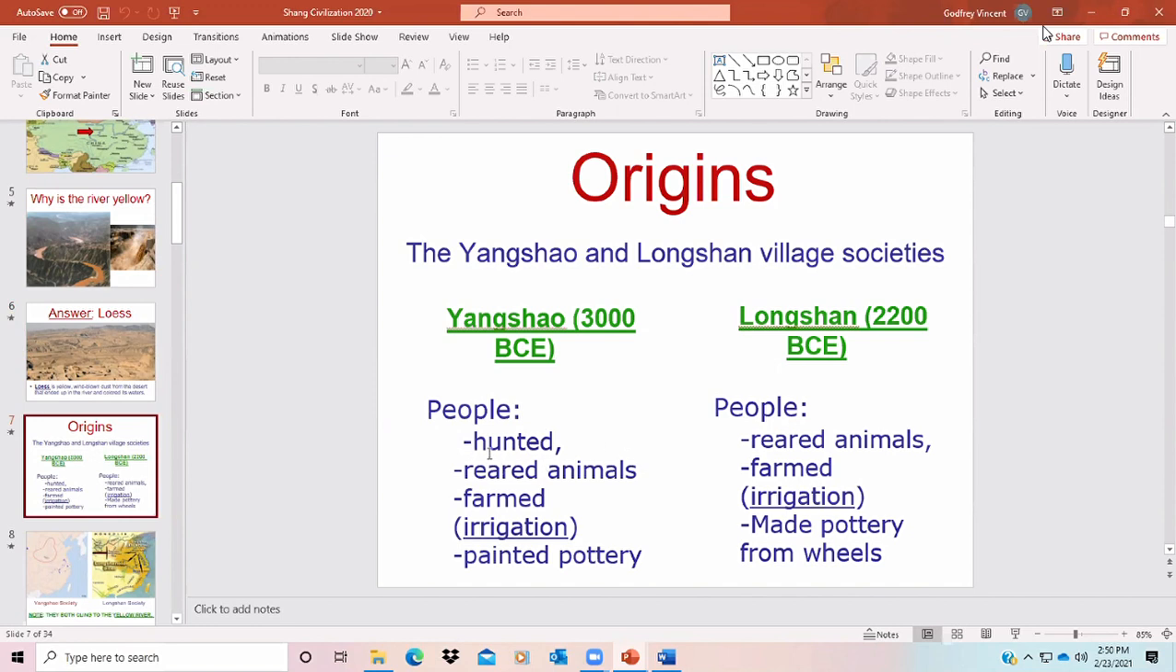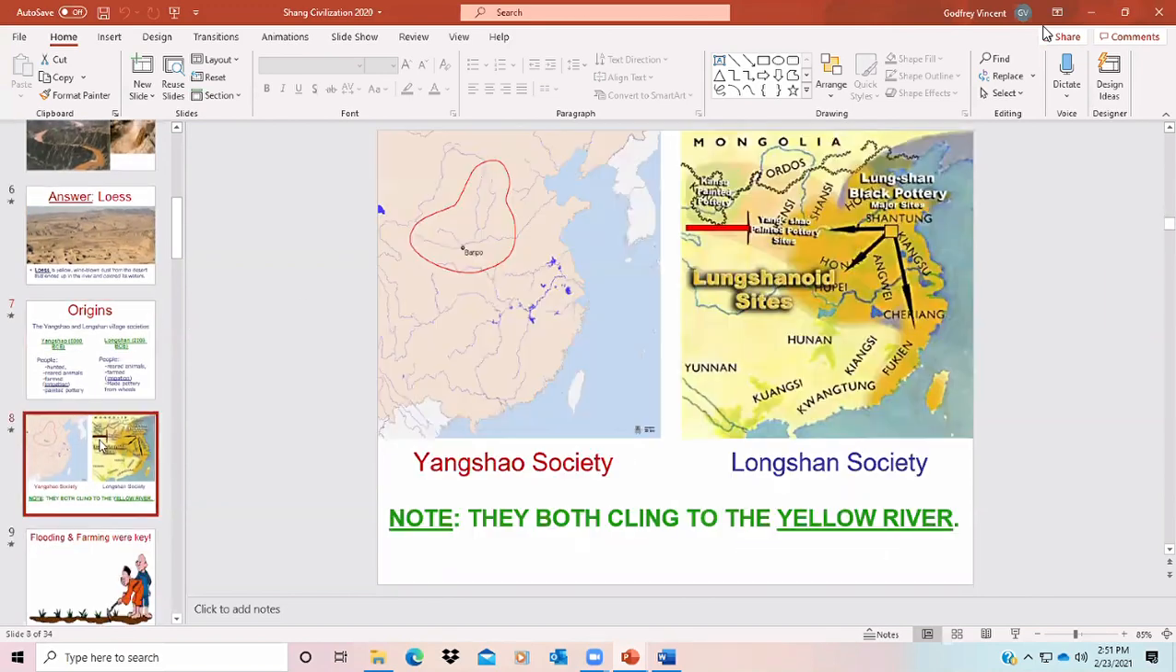You had the Yangshao and the Longshan, two groups, right? Notice these people hunted, they reared animals, they farmed, they engaged in irrigation, and they painted pottery. They made pottery from wheels, so they were using not their hands, but wheels to make pottery. So they advanced. And this is the region where they lived. This is the Longshan and the Yangshao, right? Both civilizations clung to the Yellow River.